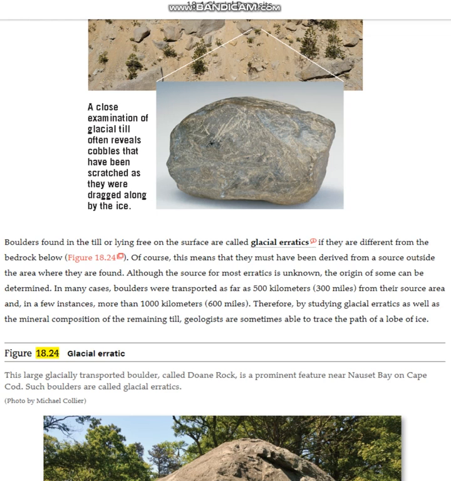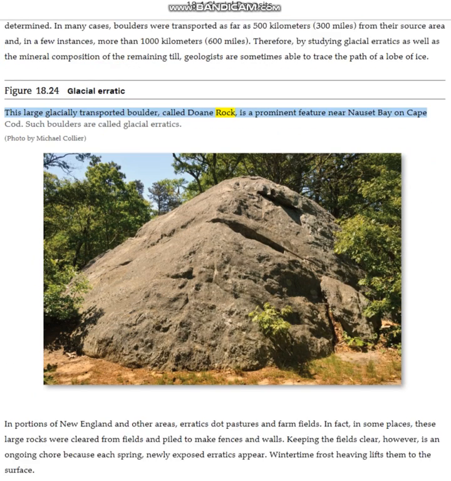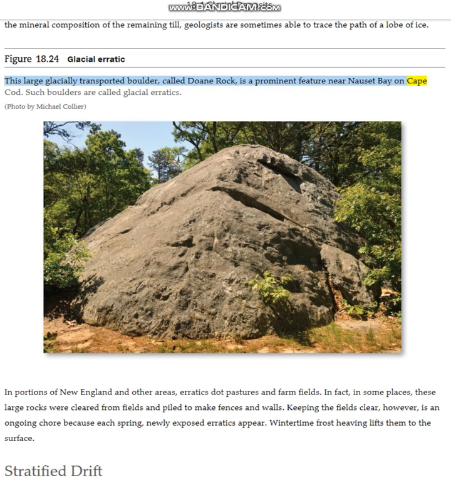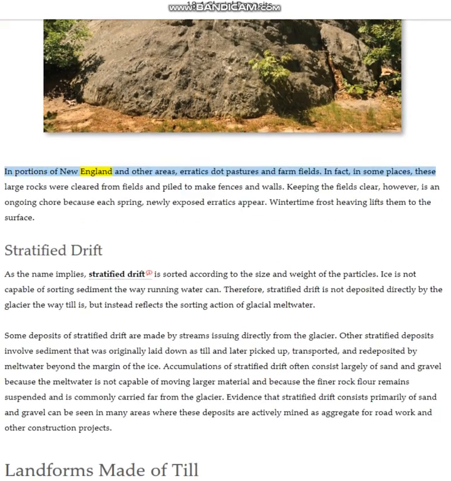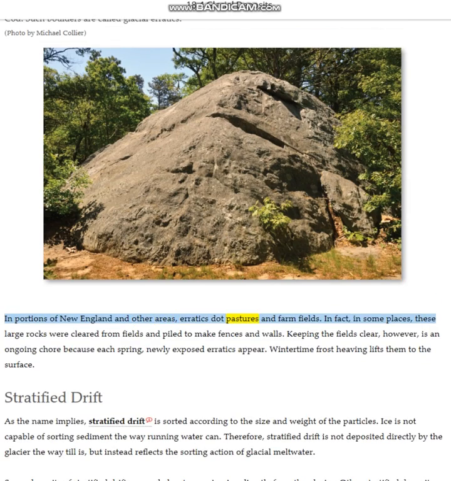Figure 18.24 Glacial Erratic. This large glacially transported boulder, called Dome Rock, is a prominent feature near Nauset Bay on Cape Cod. Such boulders are called glacial erratics. Photo by Michael Collier. In portions of New England and other areas, erratics dot pastures and farm fields. In fact, in some places, these large rocks were cleared from fields and piled to make fences and walls. Keeping the fields clear, however, is an ongoing chore because each spring, newly exposed erratics appear. Wintertime frost heaving lifts them to the surface.